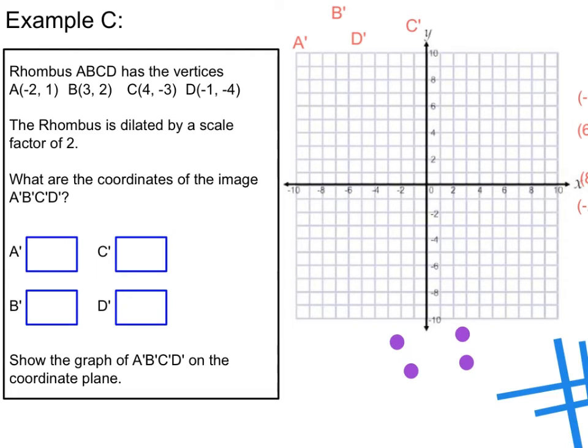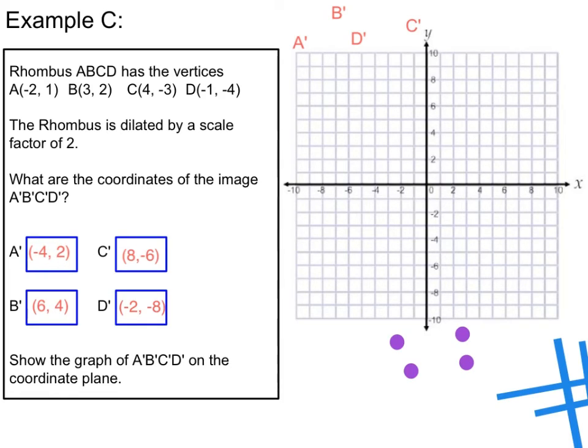So negative 2 times 2 is going to give us negative 4. 1 times 2 is going to give me positive 2. Same thing with B. 3 times 2 is 6. 2 times 2 is 4. C prime, I've got 4 times 2 is 8. Negative 3 times 2 is negative 6. And for D, I've got negative 1, which is going to be negative 2, and negative 4 times 2 is negative 8. So I've got my points there, so I can just plot those on my coordinate plane, draw my lines, and I should have my shape.